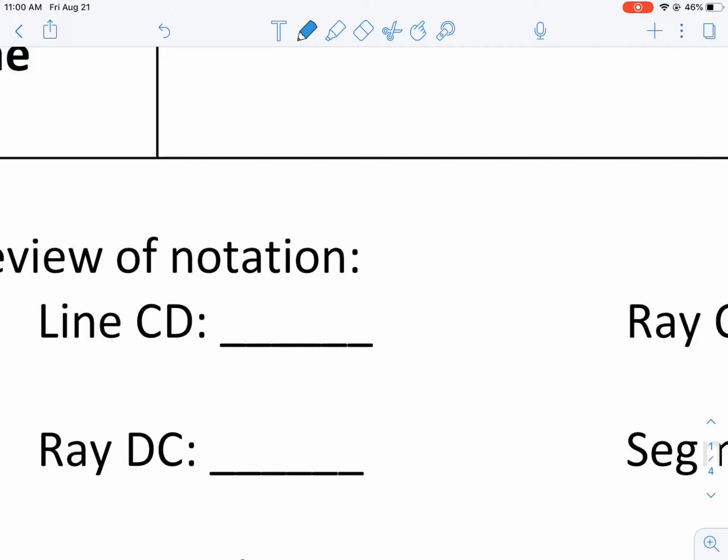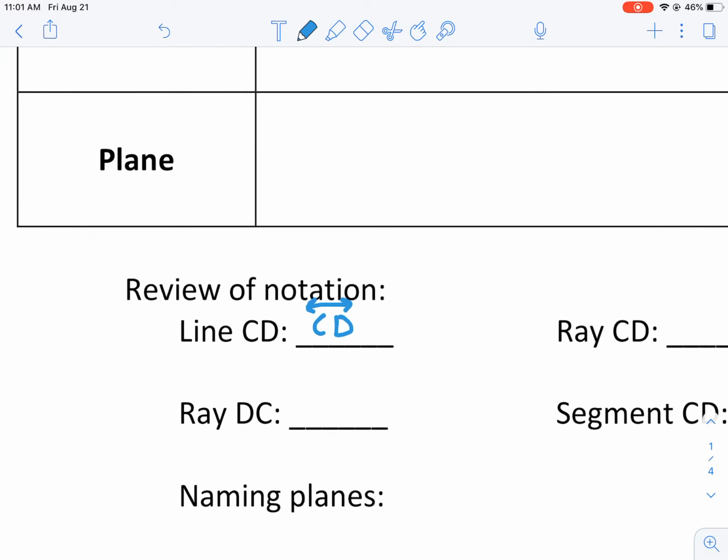Every time you have a line, you're gonna use 2 letters, all right? Each letter represents a point, no more, all right? Because if you have 3 letters, that's a plane. So 2 letters, and then you're gonna put a line over top with 2 arrows, all right? It's important to have both arrows, because if you don't have the arrows, then you're not talking about a line anymore, you're talking about something else. So what could those something else's be?